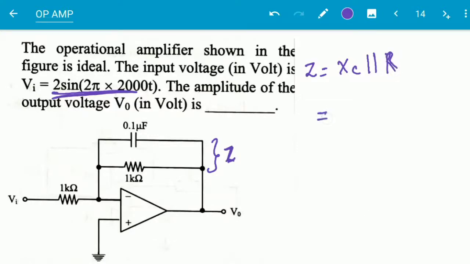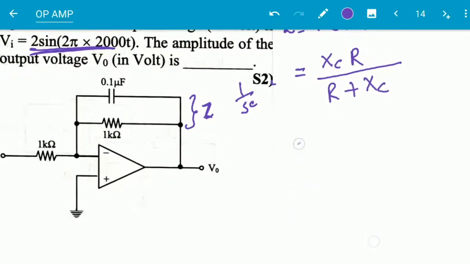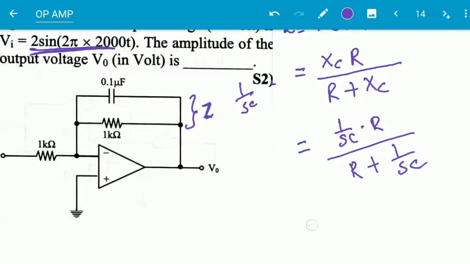If we convert the capacitive reactance into Laplace form, Xc is equal to 1 by Sc, and Z will be equal to Xc into R by R plus Xc. This is the parallel combination, and this will be equal to 1 by Sc into R by R plus 1 by Sc, and this is equal to R by 1 plus SCR.